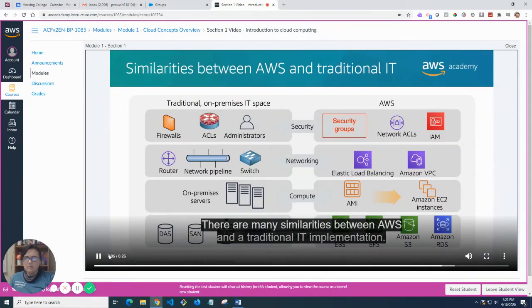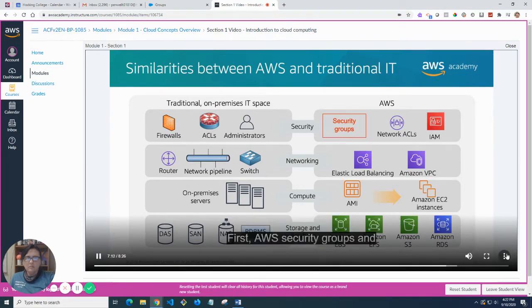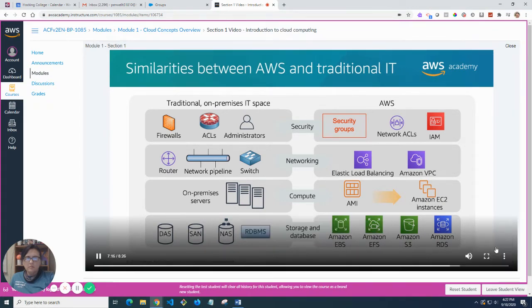There are many similarities between AWS and a traditional IT implementation. First, AWS security groups and network access control lists are similar to firewalls.